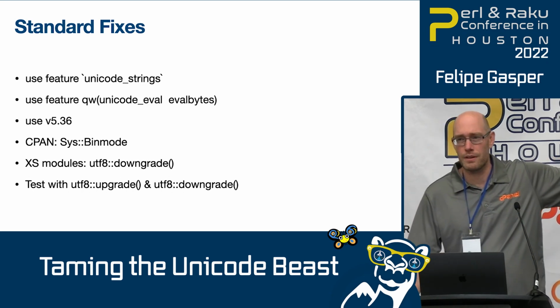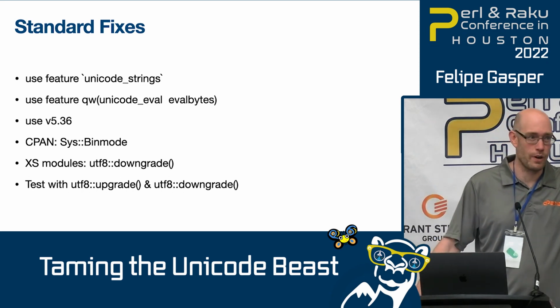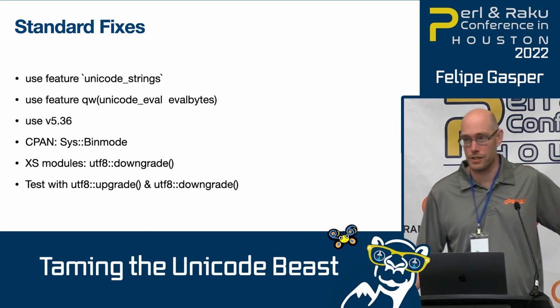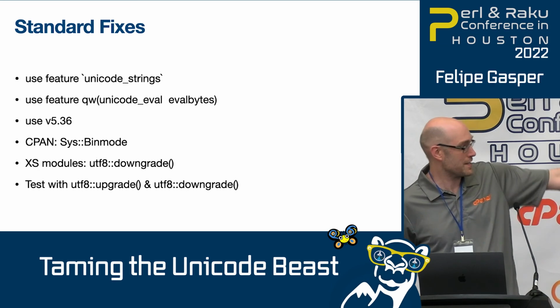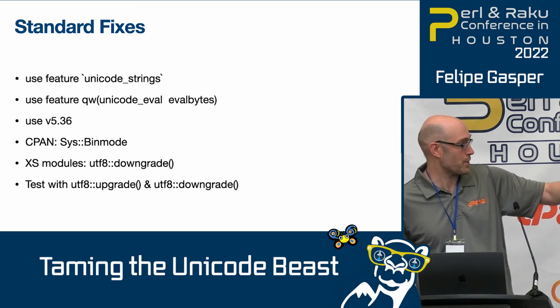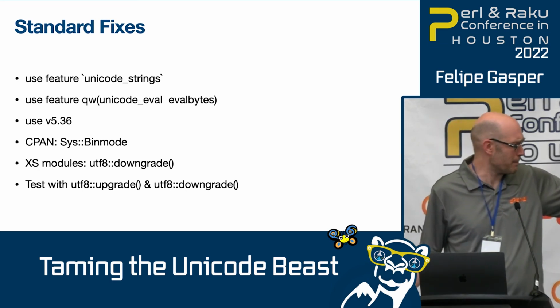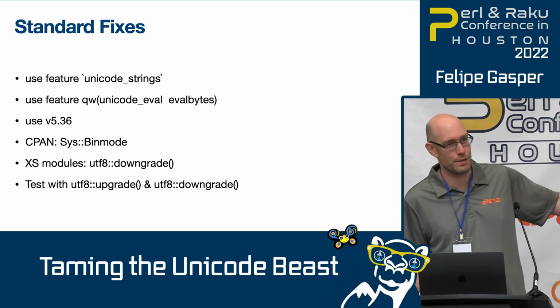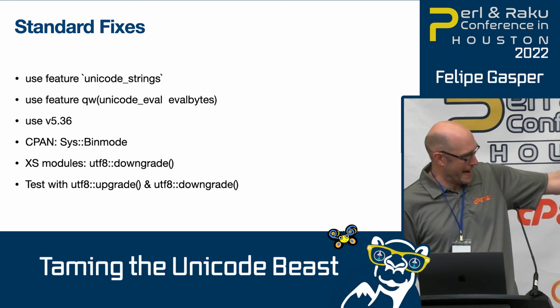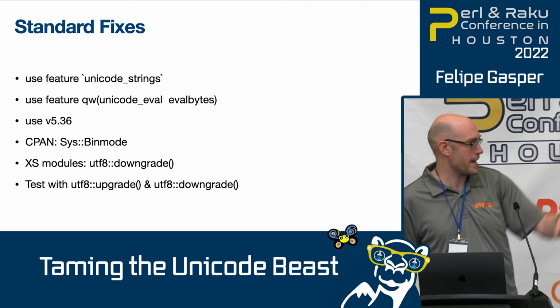Use sysbin mode. If you can find any context where it should not be used, I would very much love to know. As far as I can tell, absolutely everywhere, even on Windows, sysbin mode should be used, at least for now. XS modules, just be very, very careful which ones have this bug. Always test them, UTF-8 upgrade, downgrade. You may have to downgrade before you give strings to the XS module.